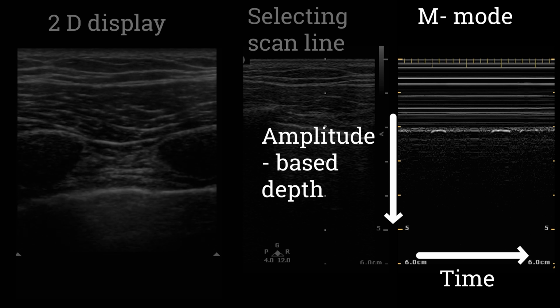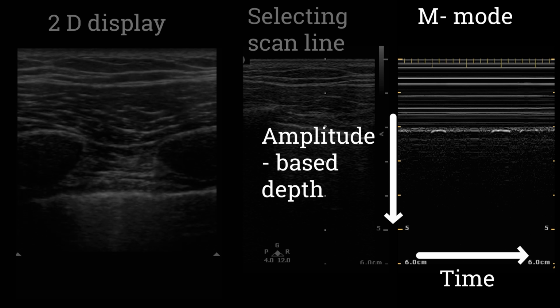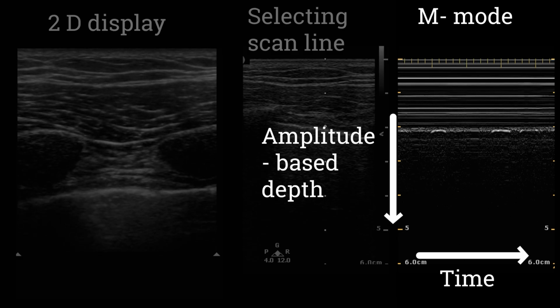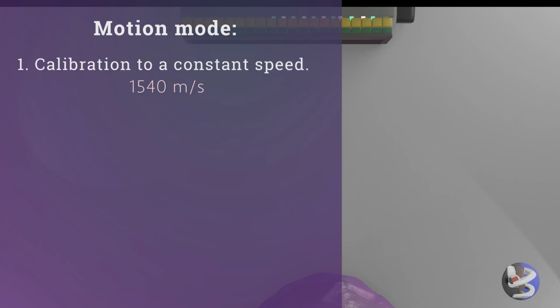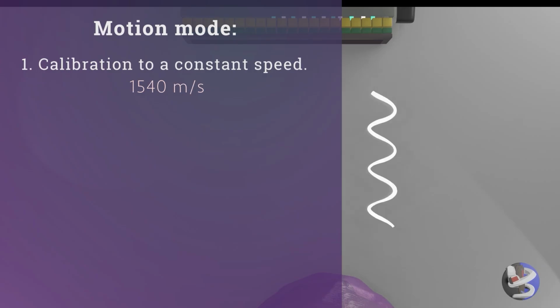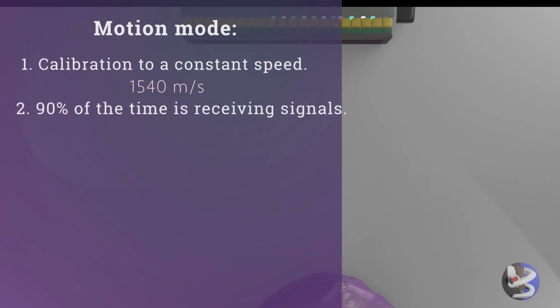The ultrasound machine is calibrated to think that the speed of sound in soft tissues is 1,540 meters per second, and this speed is constant. It will thus infer the location of a reflection based on the time it takes to come back to the crystal. With M mode, more than 90% of the time is spent in the receiving mode.